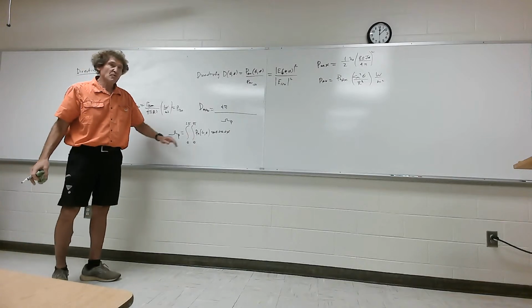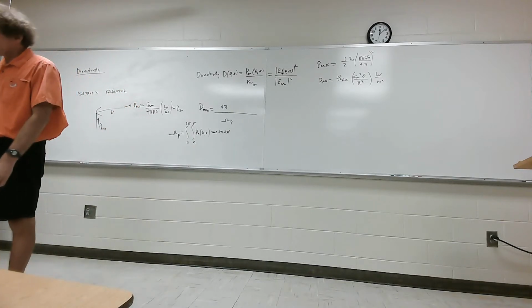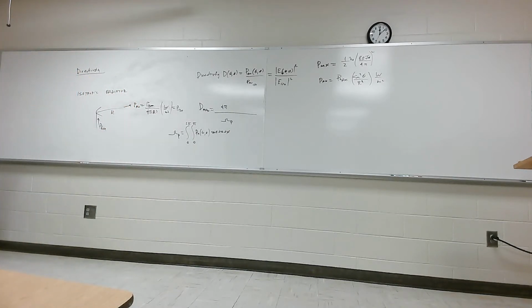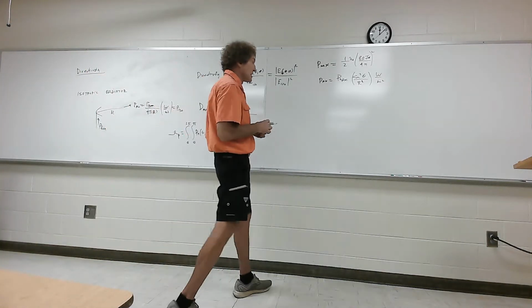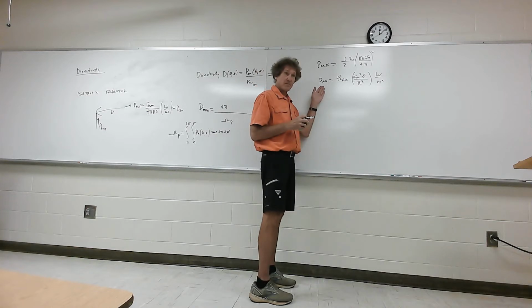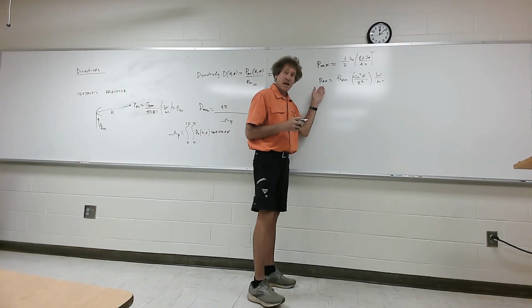So how you get this normalized power density is the next logical thing to talk about. The normalized power density is nothing more than this: if you take, like, the average power density right here for a short dipole.